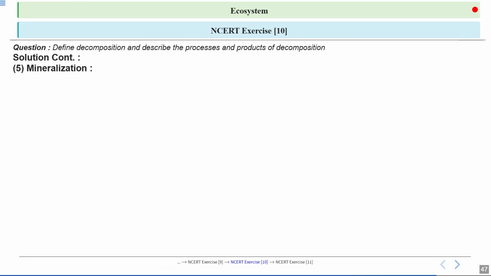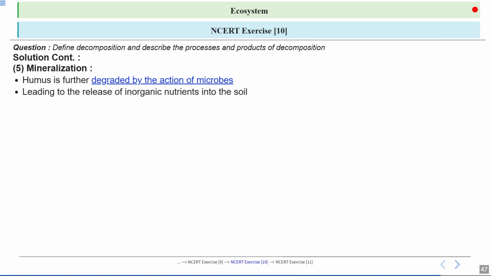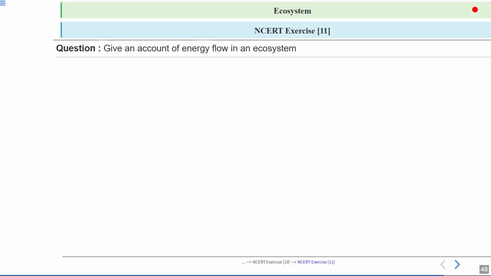Then the next step is mineralization. Finally, humus is further degraded by the action of the microorganisms. This degradation is very slow. That's why the nutrients remain in the soil. So this leads to release of inorganic nutrients into the soil. Okay, this is known as mineralization.